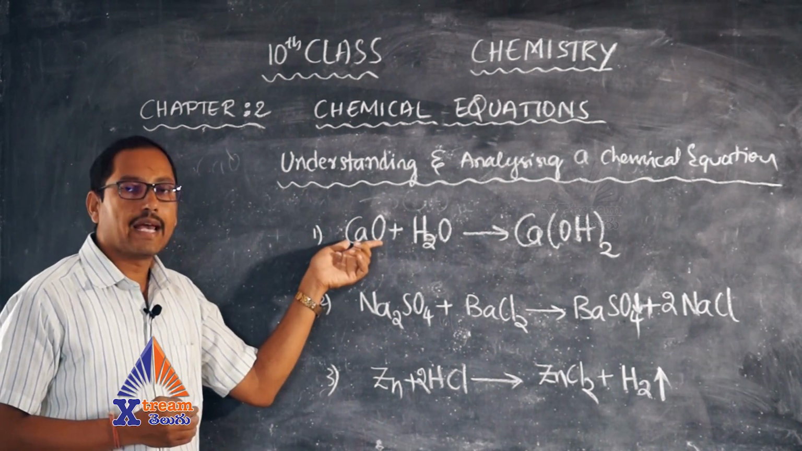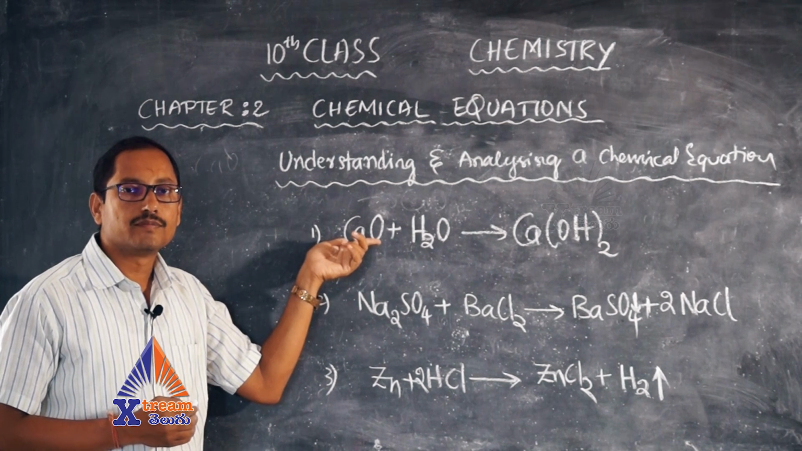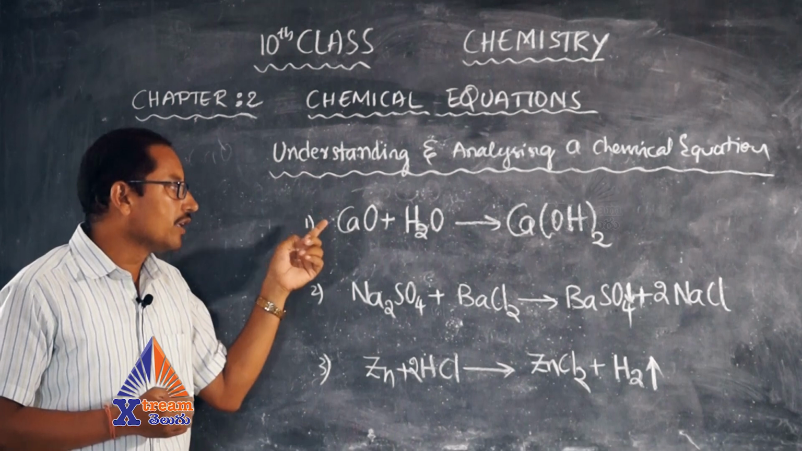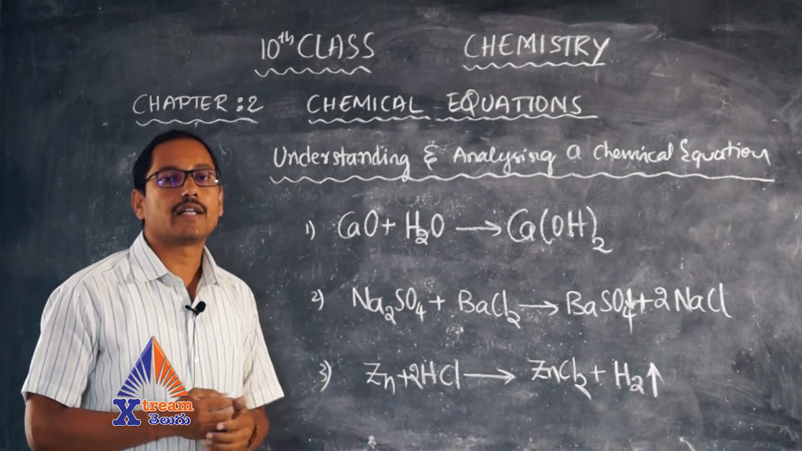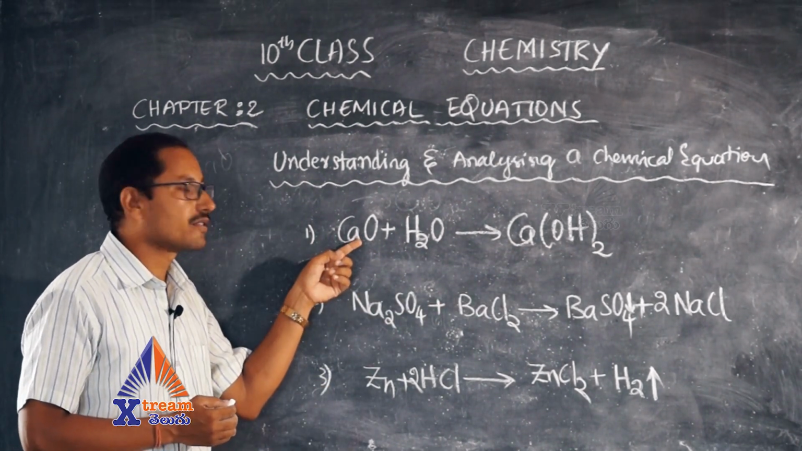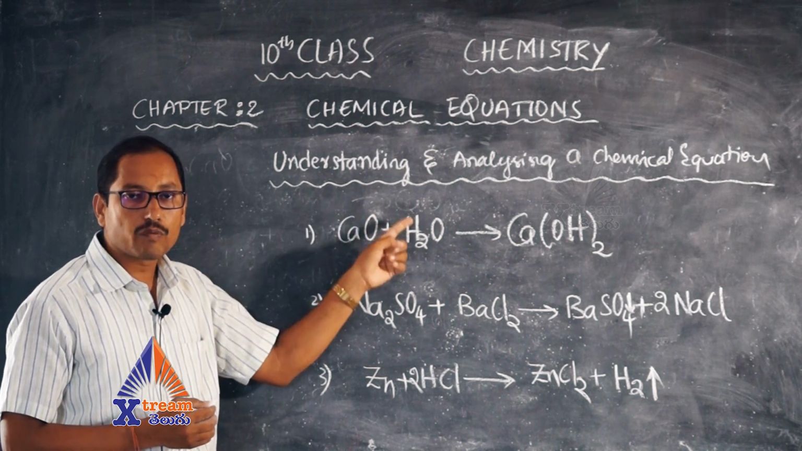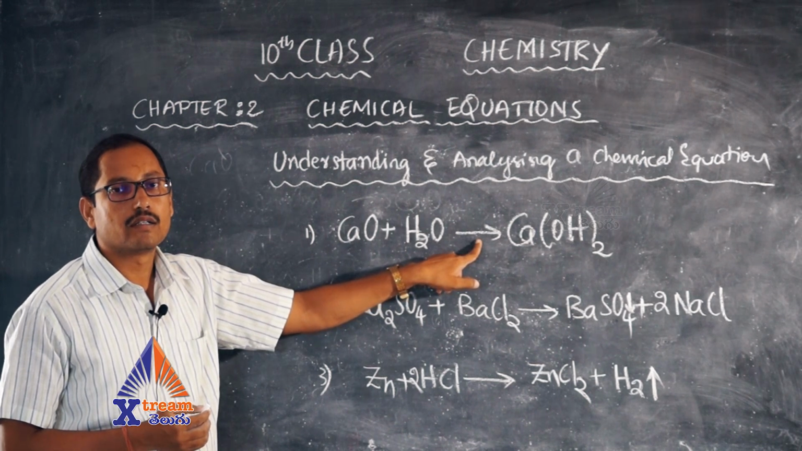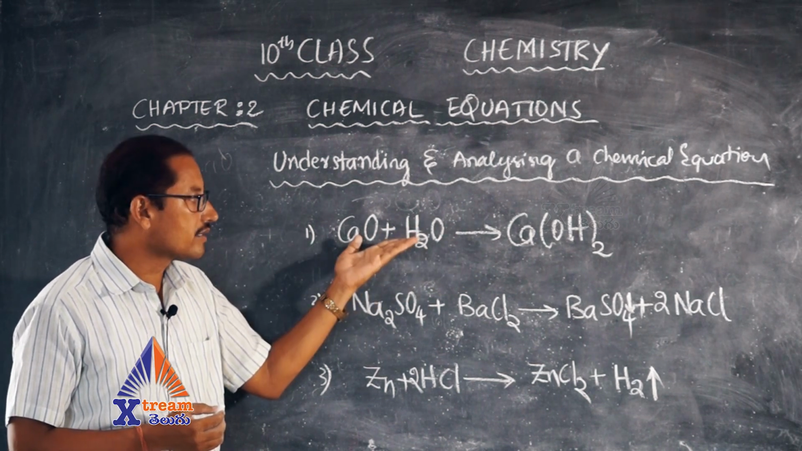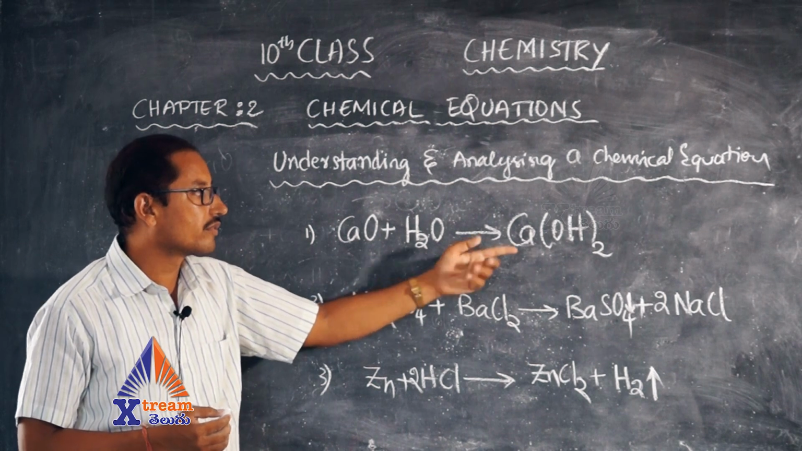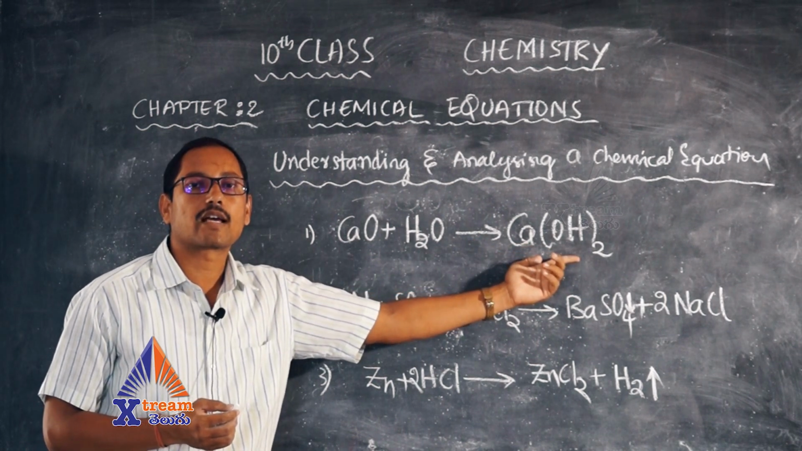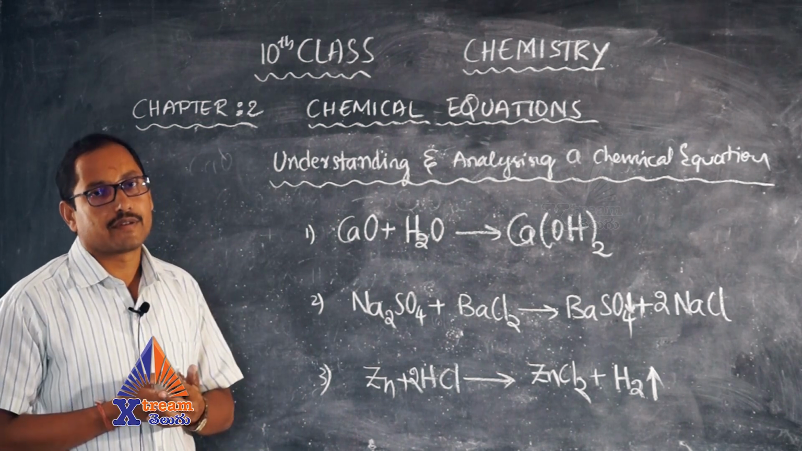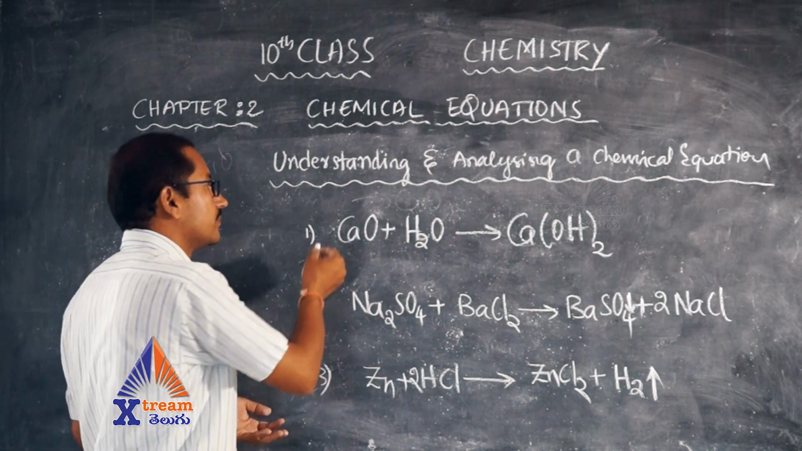Here CaO is nothing but calcium oxide, H2O is nothing but water. The meaning of this entire equation is calcium oxide is reacting with water to give, this arrow mark tells us that these are mixing together to give the other one, which is nothing but calcium hydroxide here. How to read this? Let us try to understand.